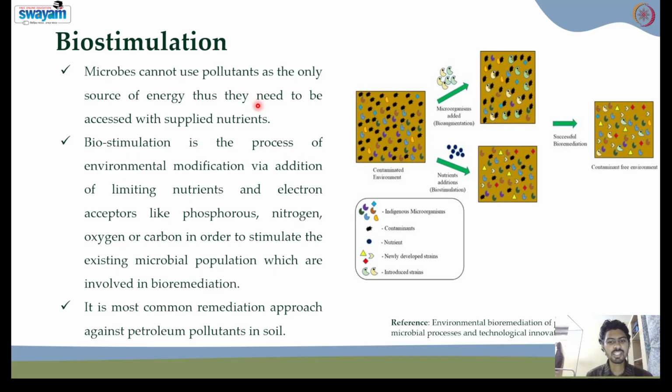So biostimulation is nothing but a process of environmental modification. So we are trying to modify the environment by adding the limiting nutrients and electron acceptors, like nitrogen, phosphorus, mineral salts. Sometimes it can be oxygen, carbon, in order to stimulate the existing microbial population which are involved in the bioremediation. So this is the most common technique that we use against petroleum pollutants in soil.